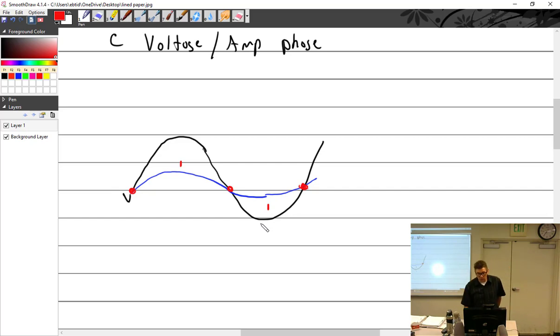But you can really get something that is like this. If I said this is volts, because it's already there and that's the color I'm using, and this is amps, I could get something that was out of phase.